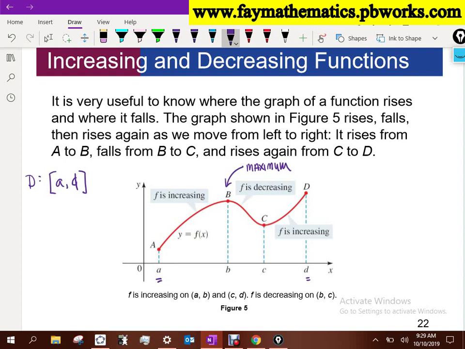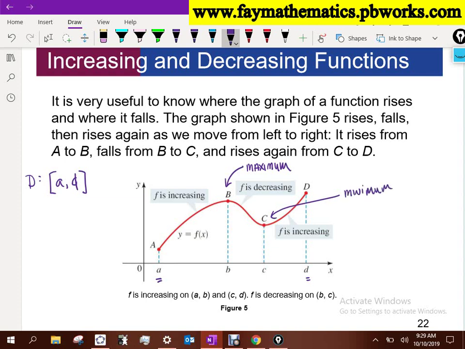Calculus kind of targets that. Finding what we call derivatives will target that. You'll do what's called the first derivative test and second derivative test, and they will allow you to quickly find the location of point B and also the location here of point C. What do you think we're going to call point C? That is a minimum.